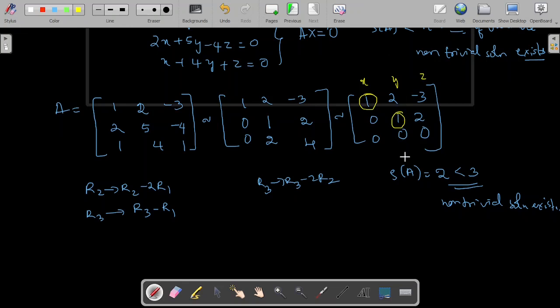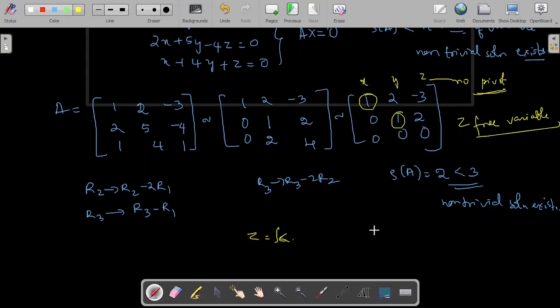So the second column has a pivot, the first column has a pivot, and this third column has no pivot. Whenever there is no pivot, such a variable is called a free variable. Z is a free variable. Free variable means you can take any value for Z. So therefore Z equal to, you take it as some value k, that is the free variable.